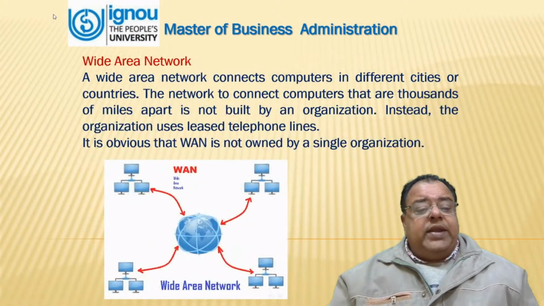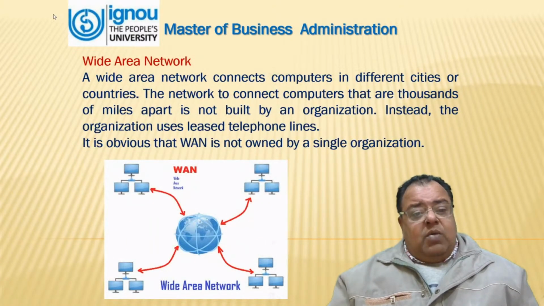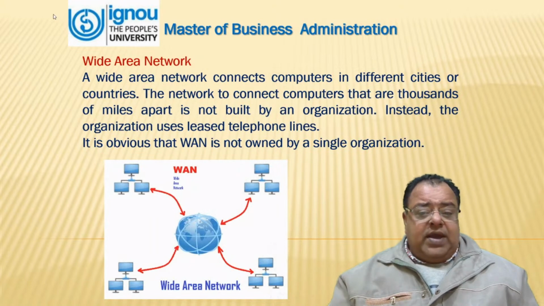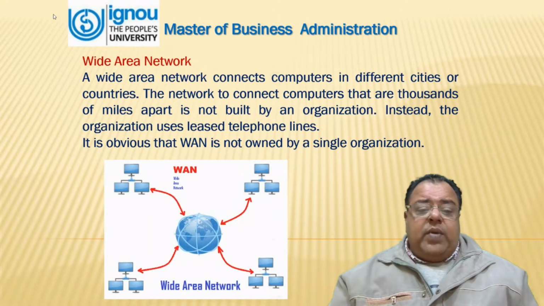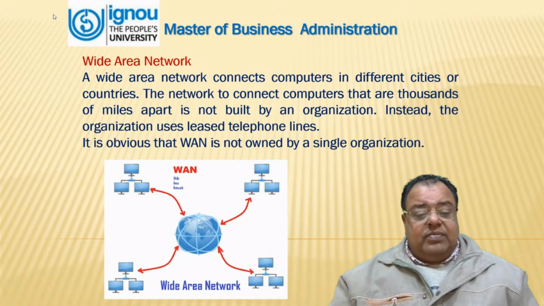Wide area network, that is WAN. A wide area network connects computers in different cities or countries. The network to connect computers that are thousands of miles apart is not built by an organization. Instead, the organization uses leased telephone lines. It is obvious that a WAN is not owned by a single organization.